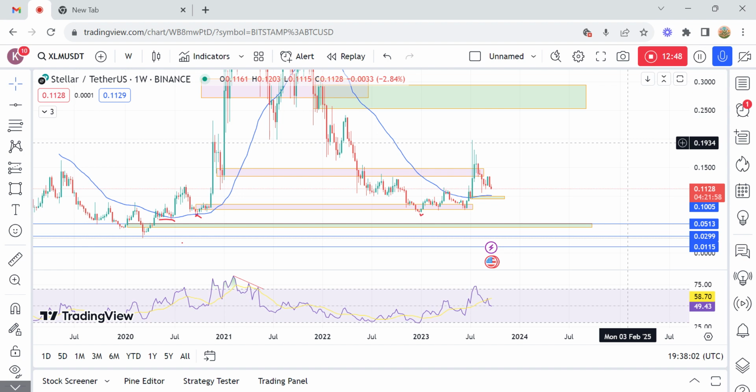This is not financial advice, but maybe you can pay attention to the charts. Let's see how the market plays out for XLM.